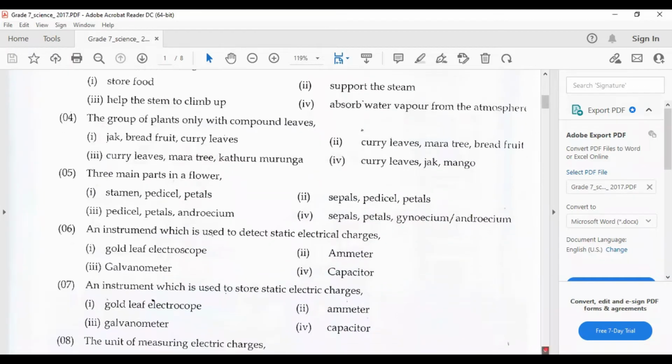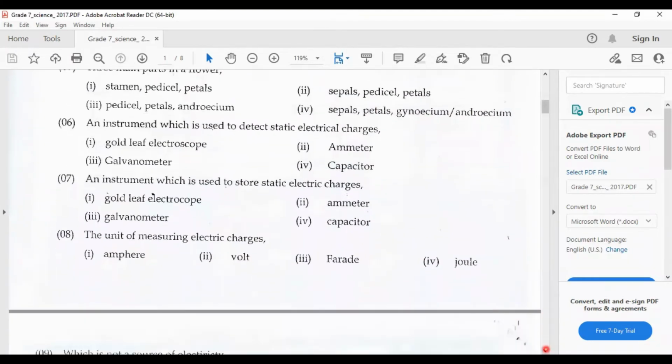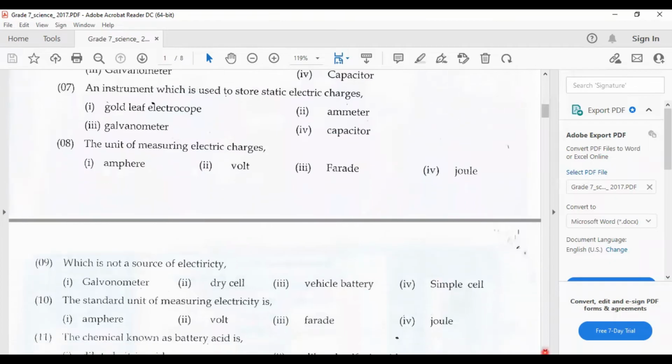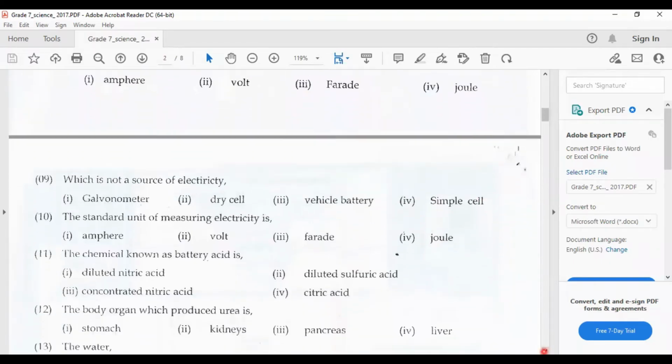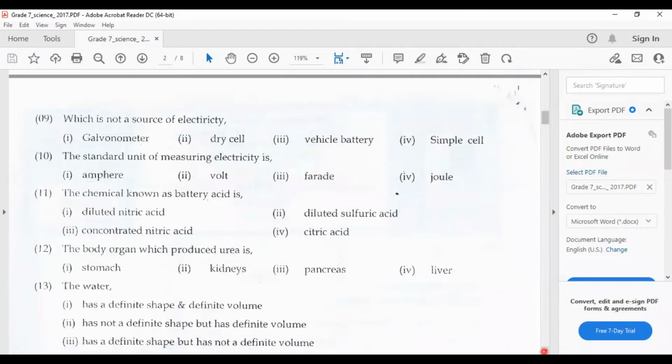Sixth one, an instrument which is used to detect static electrical charges. Answer number 1, gold leaf electroscope. Seventh one, an instrument which is used to store static electric charges. Answer is capacitor. Inside the capacitor, we can store the static electric charges. Eighth one, the unit of measuring electric charges is the farad. The unit is farad.